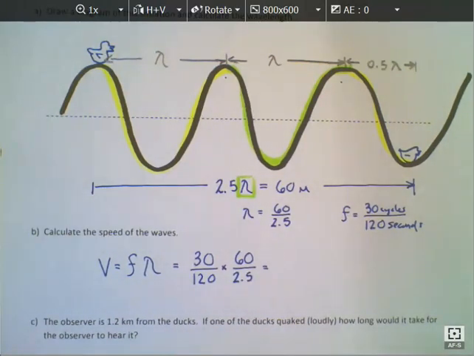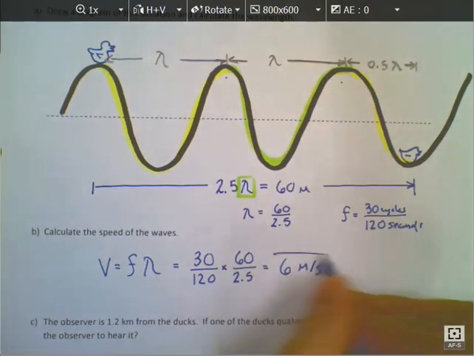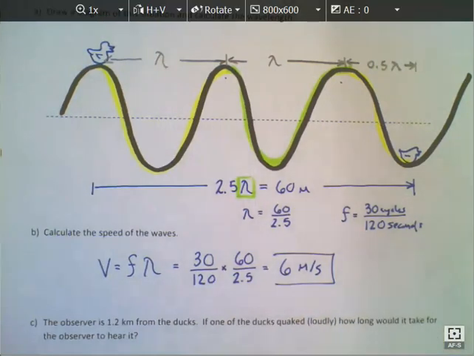There are different things you can do, so we'll just put this in our calculator to get our number, and then we'll look at the second part of this question. You could probably just do it in your head. 30 times 60 divided by 120 divided by 2.5 gives us 6 meters per second. So that's the speed at which the waves are traveling.